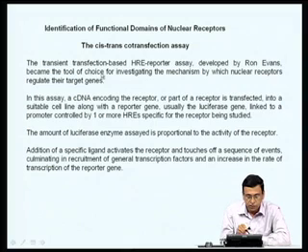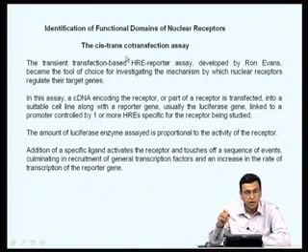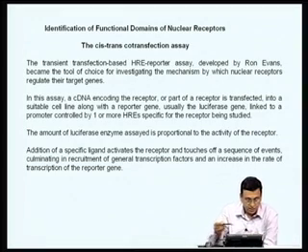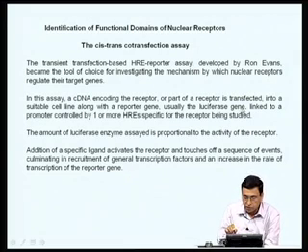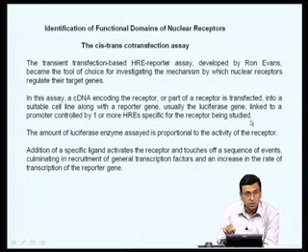This is a transient transfection based hormone response element reporter assay, developed again in the laboratory of Ronald Evans at the Salk Institute, and it became the tool of choice for investigating the mechanism by which nuclear receptors regulate the target genes. It is a very important assay, and because of this assay people could identify the various functional domains of steroid hormone receptors. Now, what is this? In this assay, a cDNA encoding the receptor or part of a receptor is transfected into a suitable cell line along with a reporter gene. Usually it can be the luciferase gene linked to a promoter controlled by one or more of the hormone response elements specific for the receptor being studied.